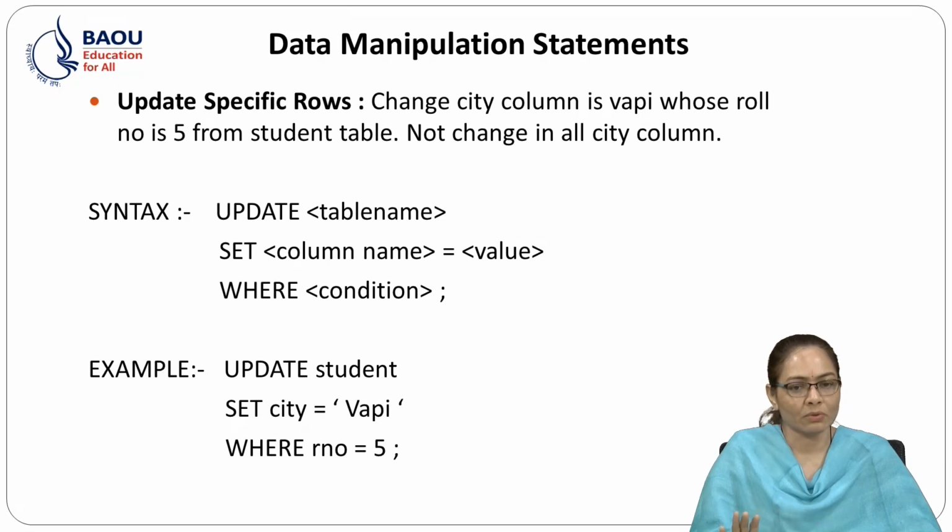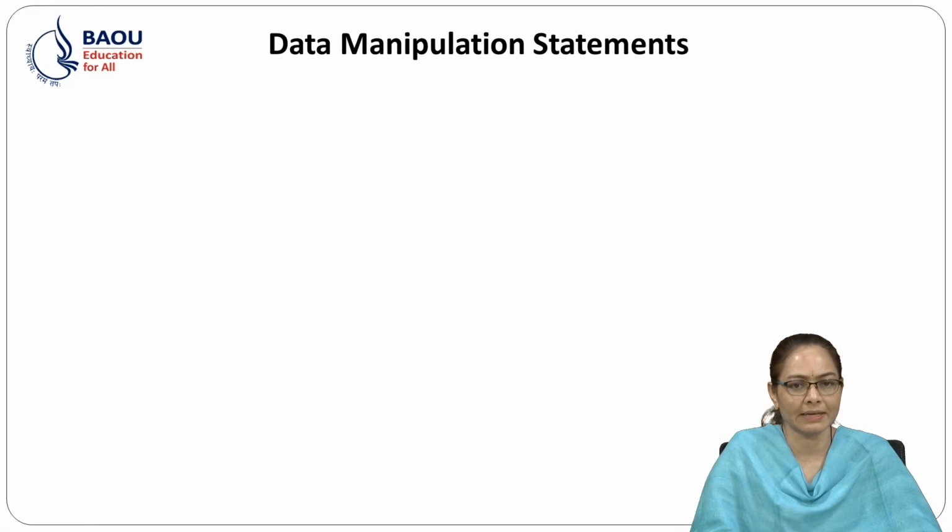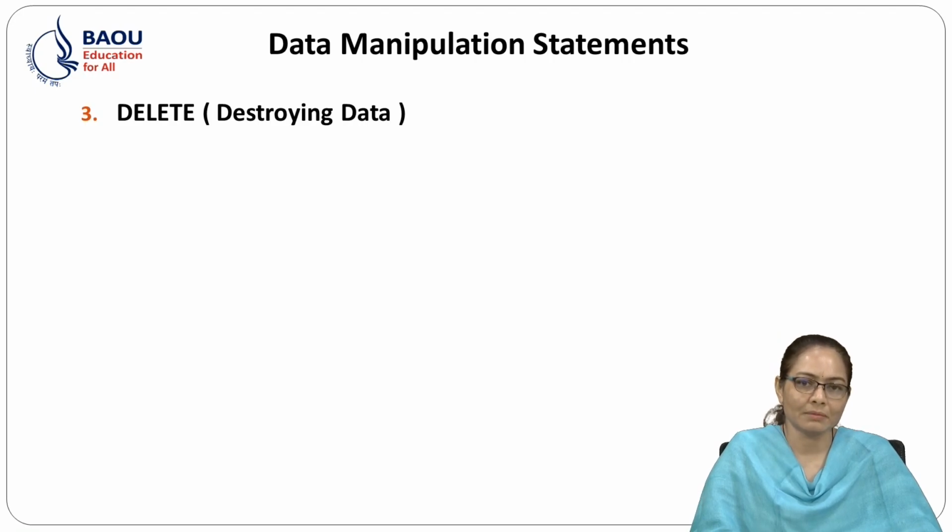Not all the records are changed, but only the single record whose roll number is 5. Now, the next command is the delete command. The delete command is used to delete records from the tables and returns the number of rows deleted. If the delete command is used without a where clause, then all the rows are deleted.